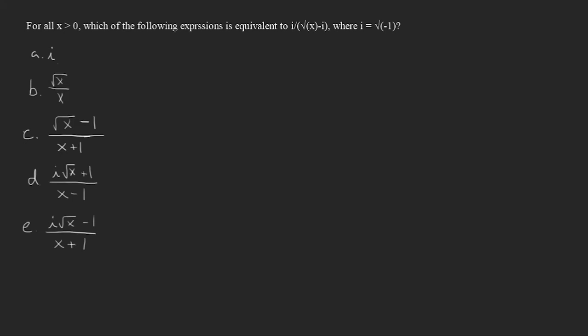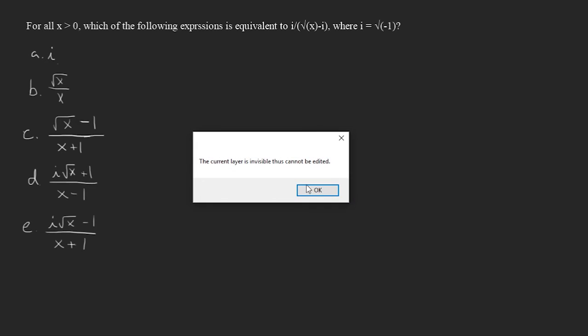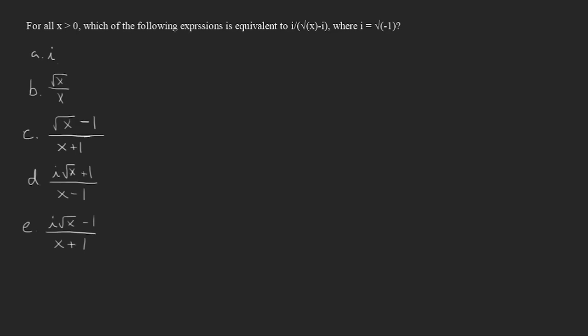So I'm going to jump right into problem number 3 for the imaginary numbers. For all x greater than 0, which of the following expressions is equivalent to this, where i is equal to the square root of negative 1? So i is the square root of negative 1, that's what that says. This says i over the square root of x minus i. Which of the following expressions is equal to this?